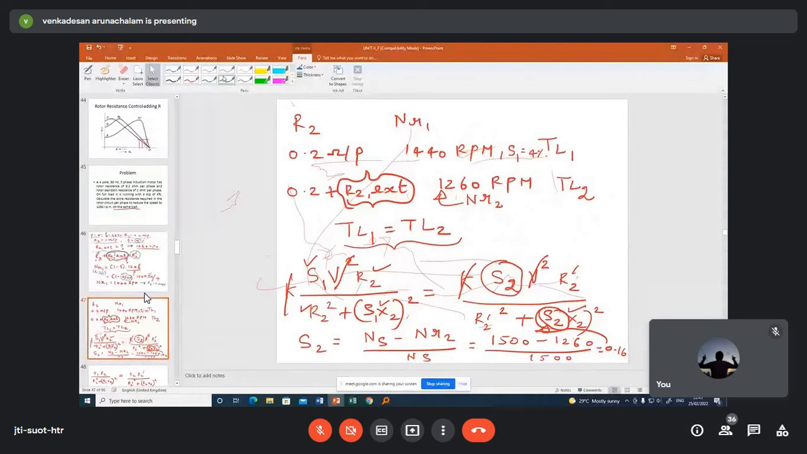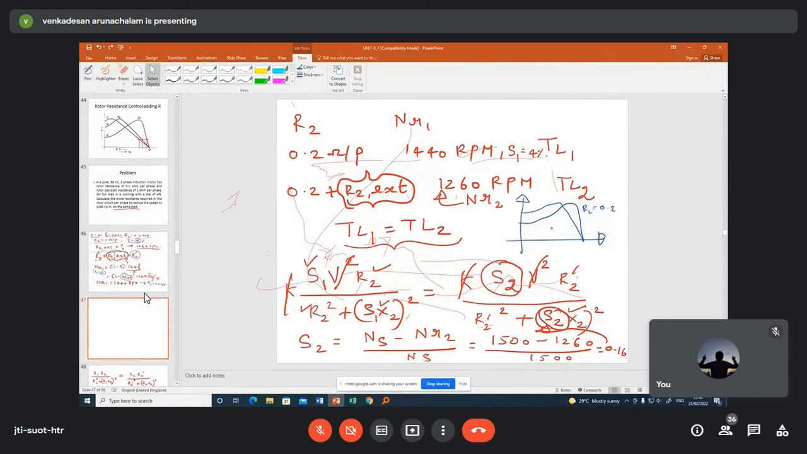If you want to represent this in the torque speed graph, you can take the torque speed graph like this, and for the nominal rotor resistance, this is my R2, that is 0.2 ohm per phase. If you add some resistance externally to the already existing rotor resistance, my graph will come here. So here they are saying the load torque is constant.